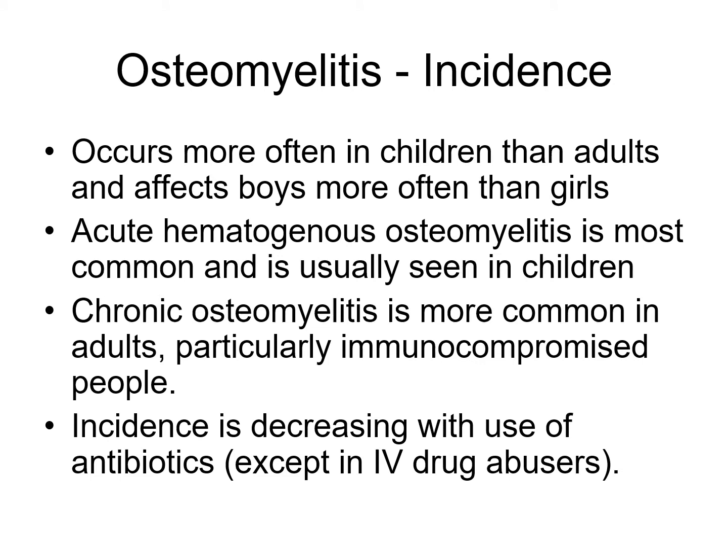Osteomyelitis occurs more often in children than adults and affects boys more than girls. Acute blood-borne osteomyelitis or hematogenous osteomyelitis is most common and is usually seen in children, whereas chronic osteomyelitis is more common in adults, particularly in those that are immunocompromised. So people who are taking drugs for immune disease, people who are taking medications for rheumatoid arthritis, these things can compromise the immune system and make them vulnerable to this infection.